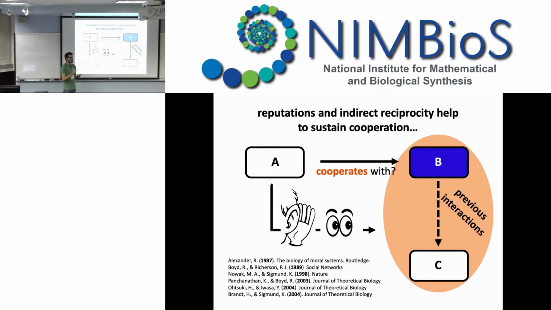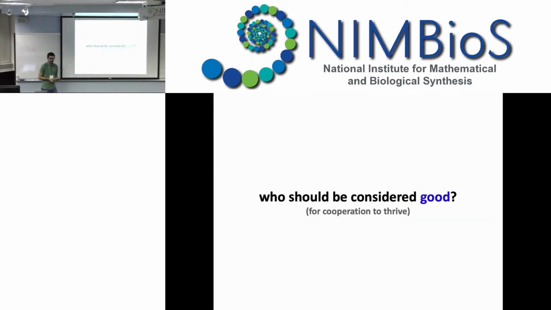However, to fully understand this connection, we must answer a very old question, which is, who should be considered good in order for cooperation to evolve in these populations? How should we attribute reputations? And this is where we introduce social norms. So a norm here defines what's a good or a bad action, as I was mentioning to you.